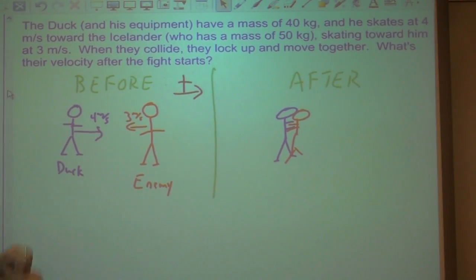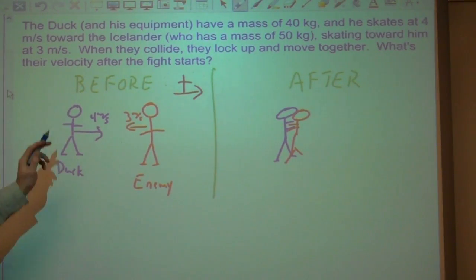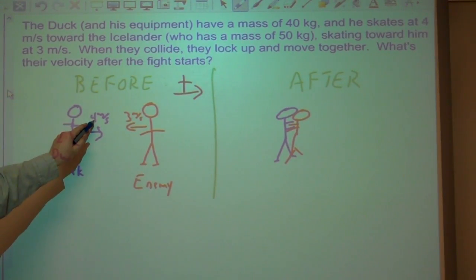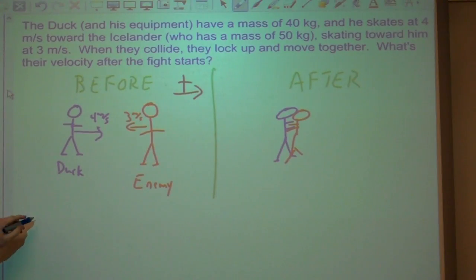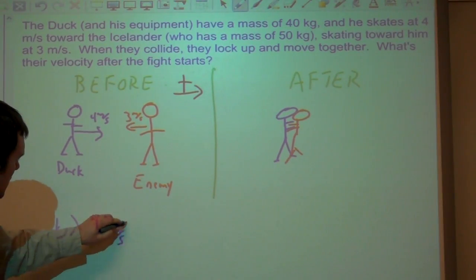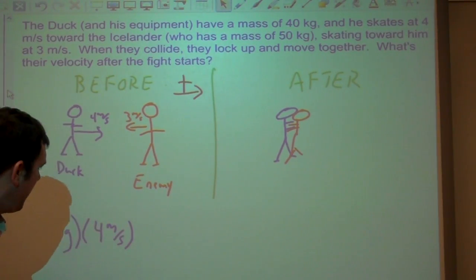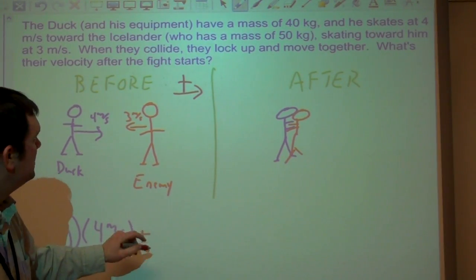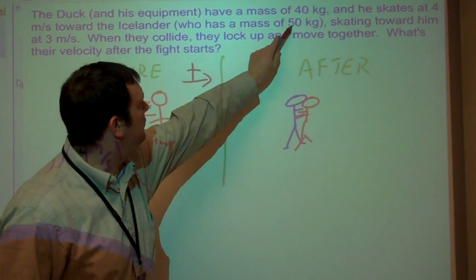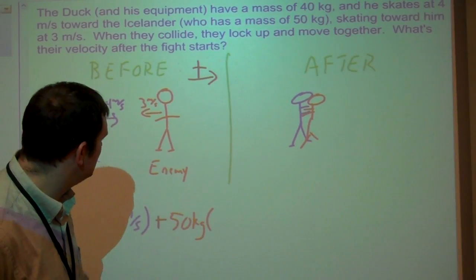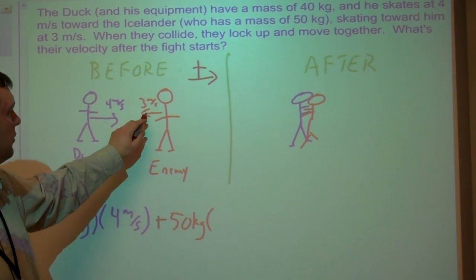So from reading the question, I know that the Mighty Duck player had a mass of 40 kilograms times 4 meters per second, and that was positive. So the Mighty Ducks' momentum before they run into each other, that's a positive velocity. And the player from the other team has a momentum of, the mass is 50 kilograms times a velocity of negative 3 meters per second.